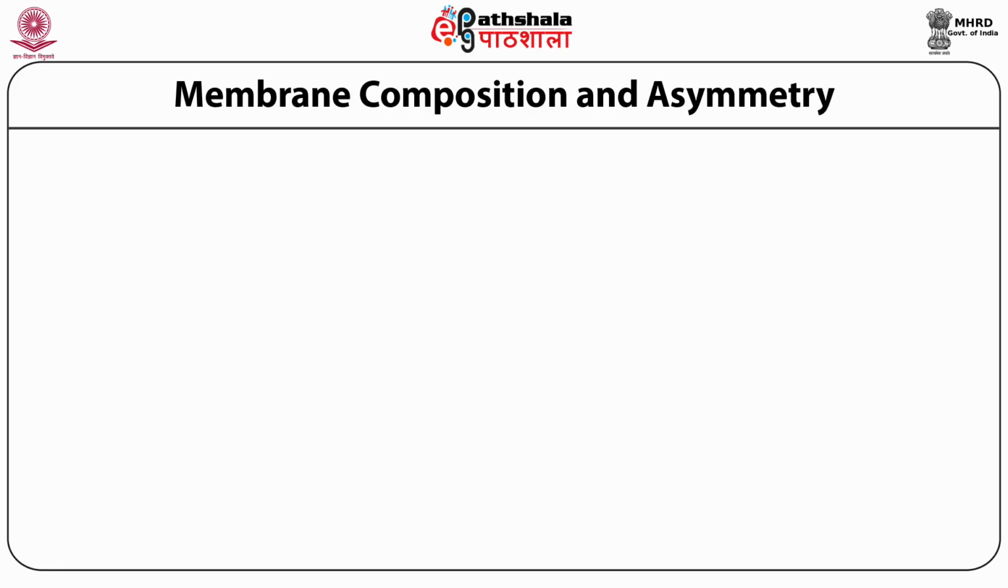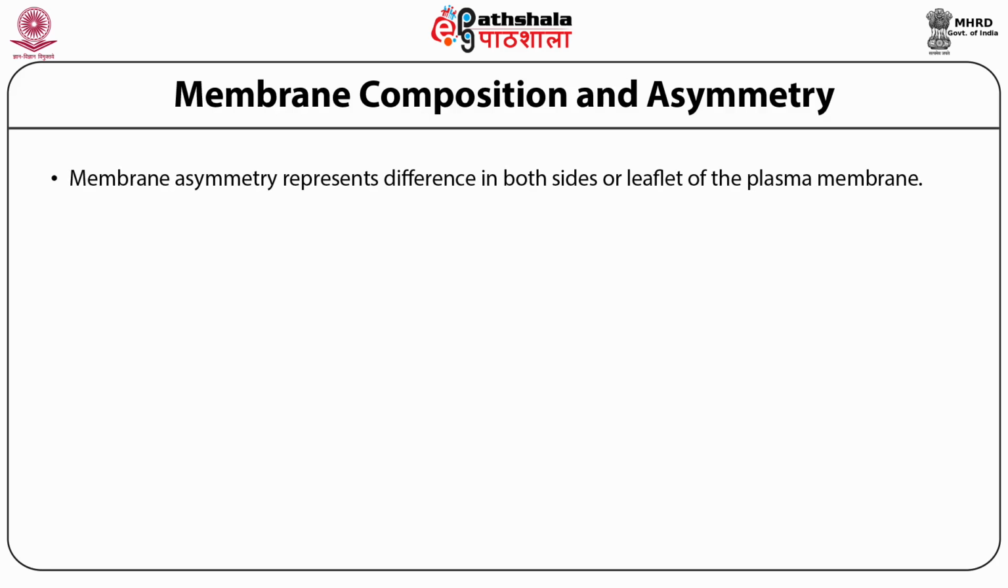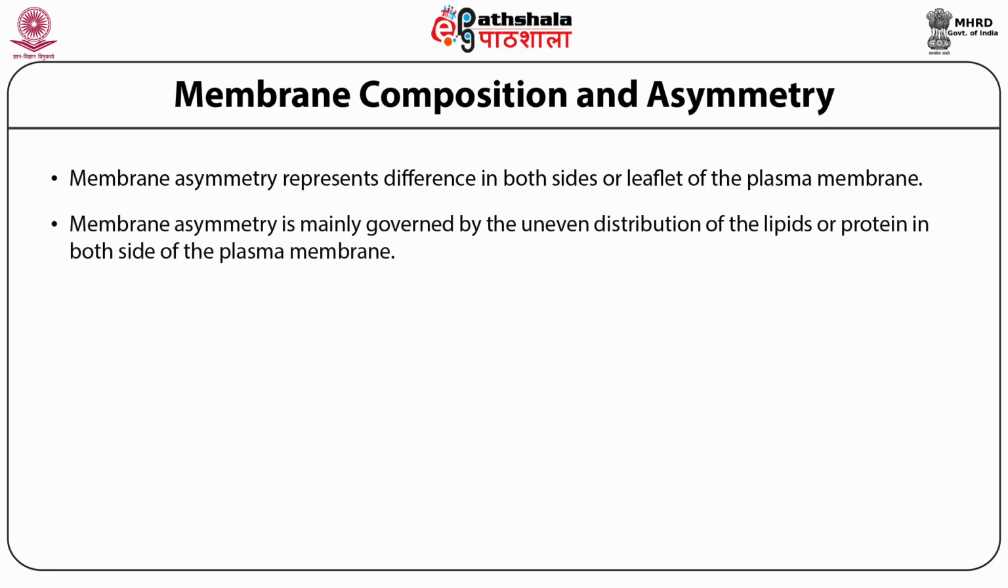After discussing the functions of the membrane, let's discuss the composition of the membrane and how the asymmetry of the membrane is influenced by the composition. Membrane asymmetry represents the difference between the two sides, or leaflets, of the plasma membrane, because you know that the plasma membrane consists of two lipid layers. It is mainly governed by the uneven distribution of lipids and proteins on both sides. When we say asymmetry, it means both sides are different.